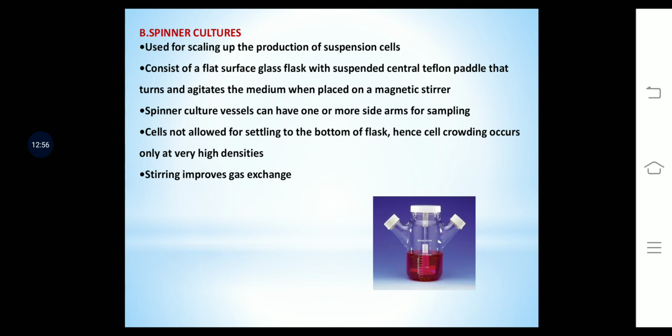So that was about the scaling up, which included the roller bottle with microcarrier beads and the spinner cultures.